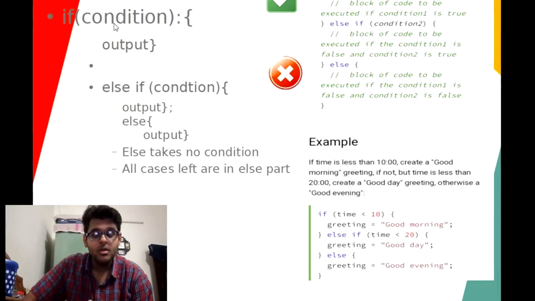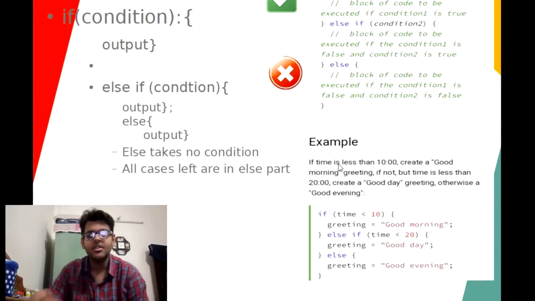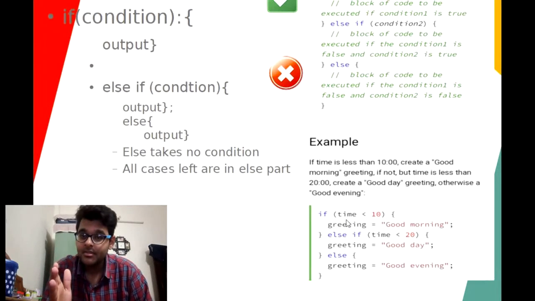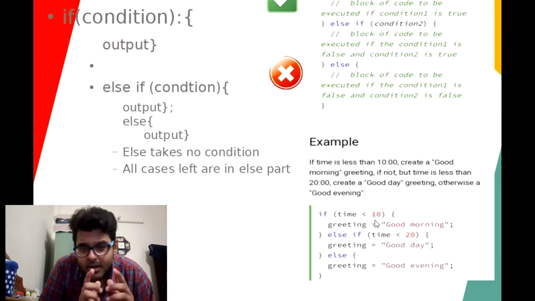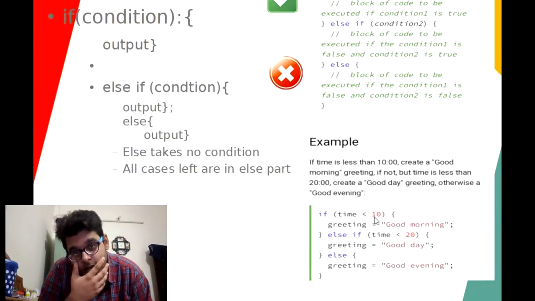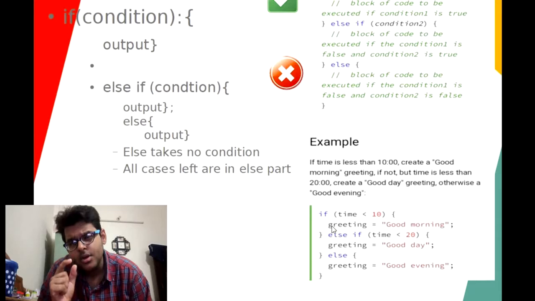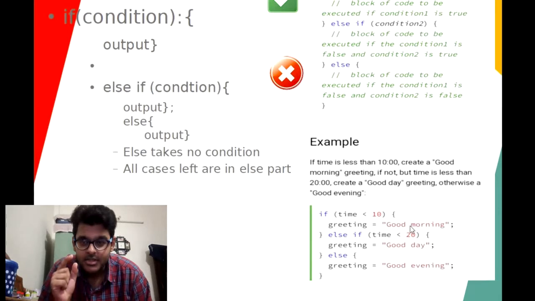So here's an example for explanation. If the time is less than 10, we create a good morning greeting. But if not, if the time is less than 20, we create a good day greeting, otherwise a good evening greeting. So we say if, and then we have a condition. If time is less than 10, then we put these curly braces, and in the next line, use a tab or 4 spaces, and then write the block of code which needs to be executed in this case. So greeting is equal to good morning.